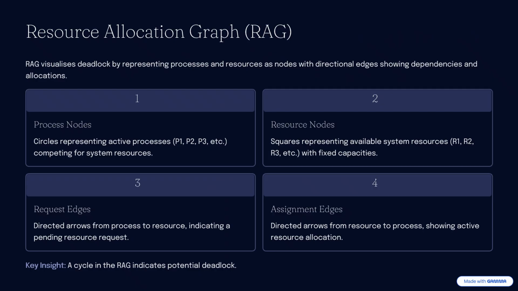A resource allocation graph helps visualize deadlocks. Processes are shown as circles and resources as squares. Arrows from a process to a resource show requests, while arrows from a resource to a process show allocations. If there is a cycle in this graph, a potential deadlock exists.